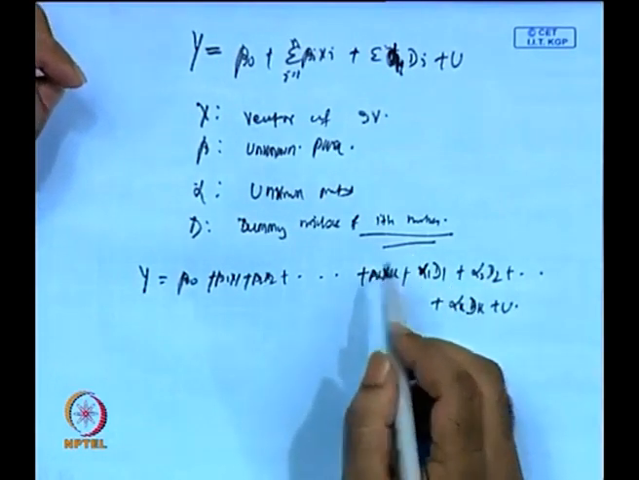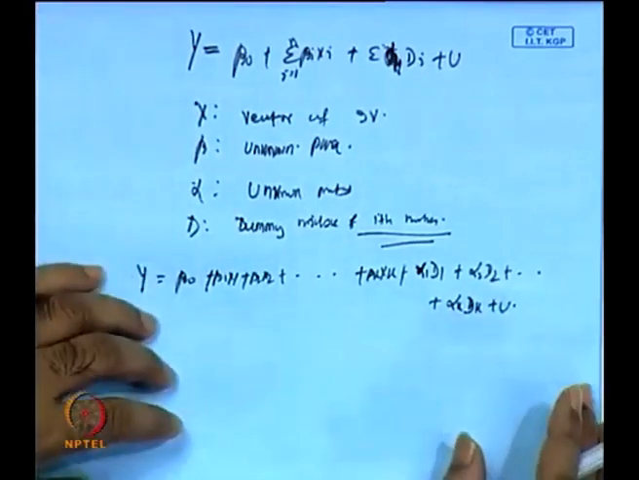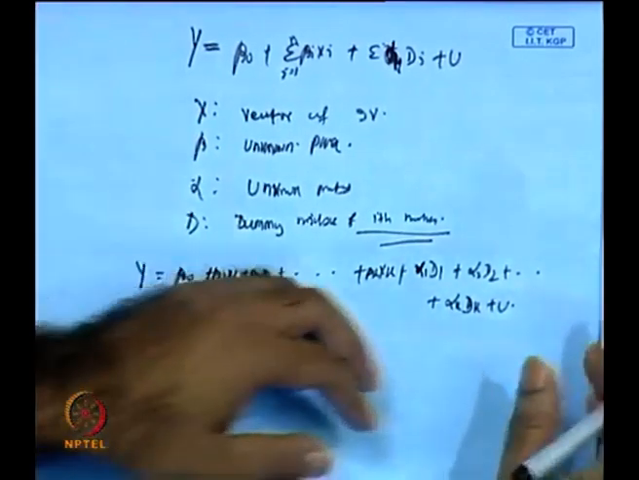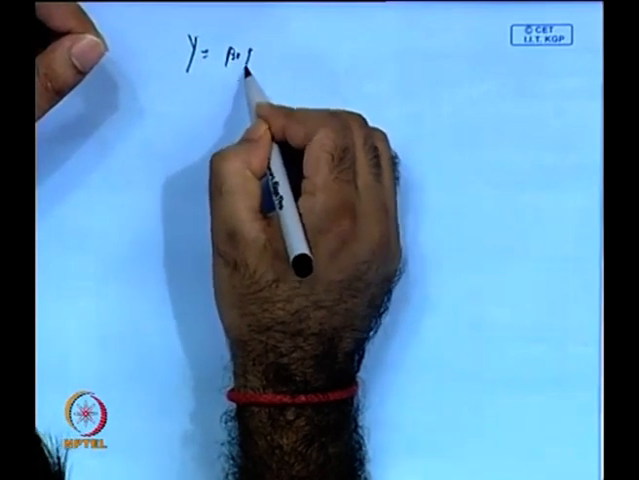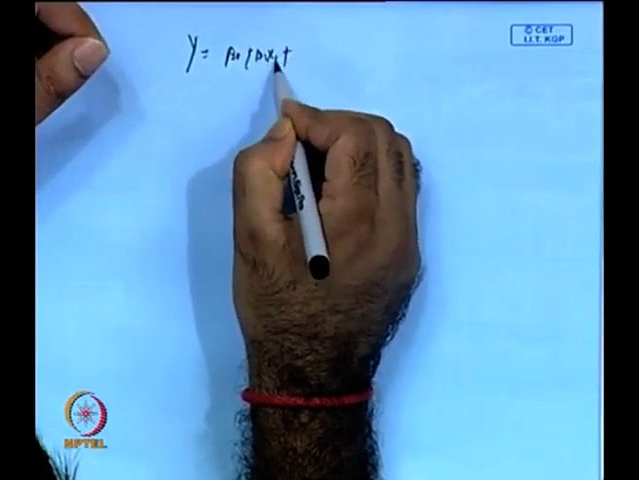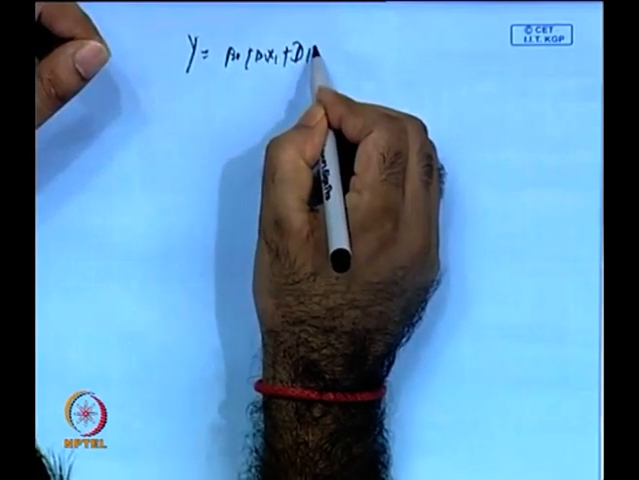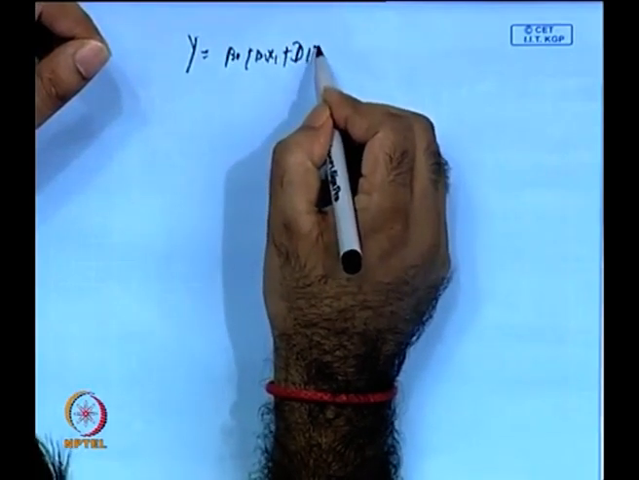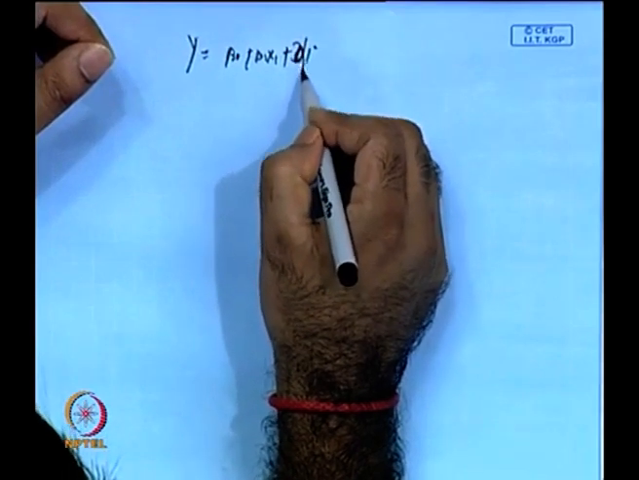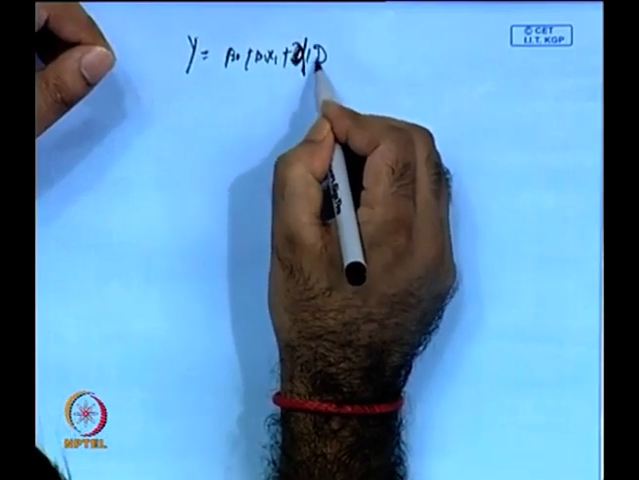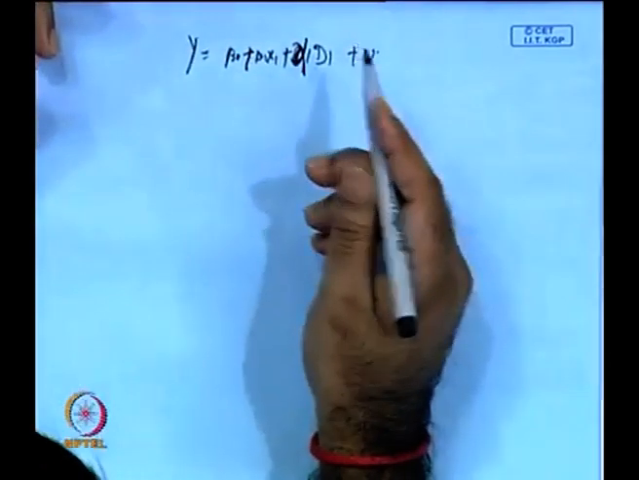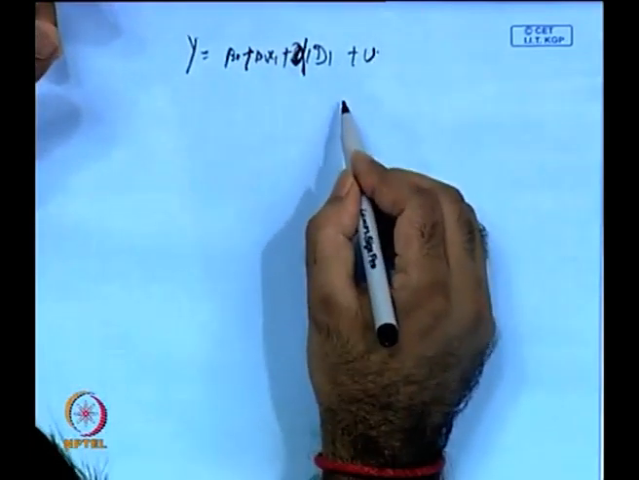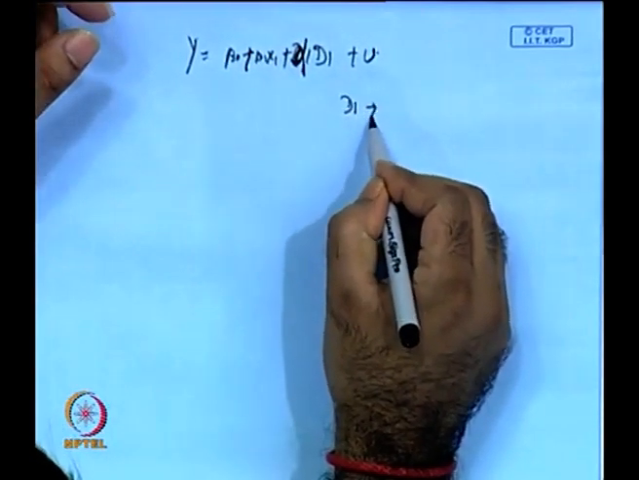So we start with a particular case. Let us say y equals beta 0 plus beta 1 x 1 plus alpha 1 d 1 plus u. This is the structure. Let us say here d 1 is the dummy variable.